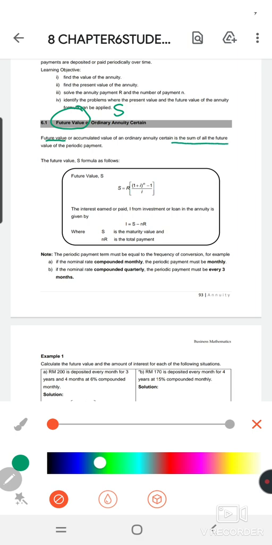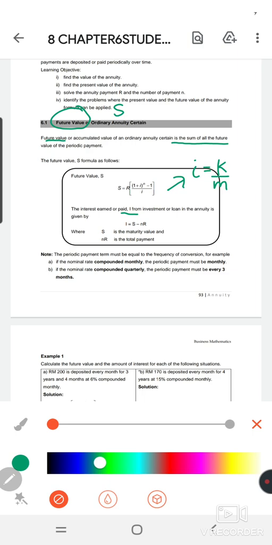Okay, the future value S formula is as follows. Future value S is equal to R times (1 plus i) to the power of n minus 1, divided by i. So for i, the formula of i in compound interest, we know that it is k over m. So we still use the same formula of i. And then another one is the interest earned or paid, I, from an investment or loan in the annuity, which is given by I equals S minus nR.